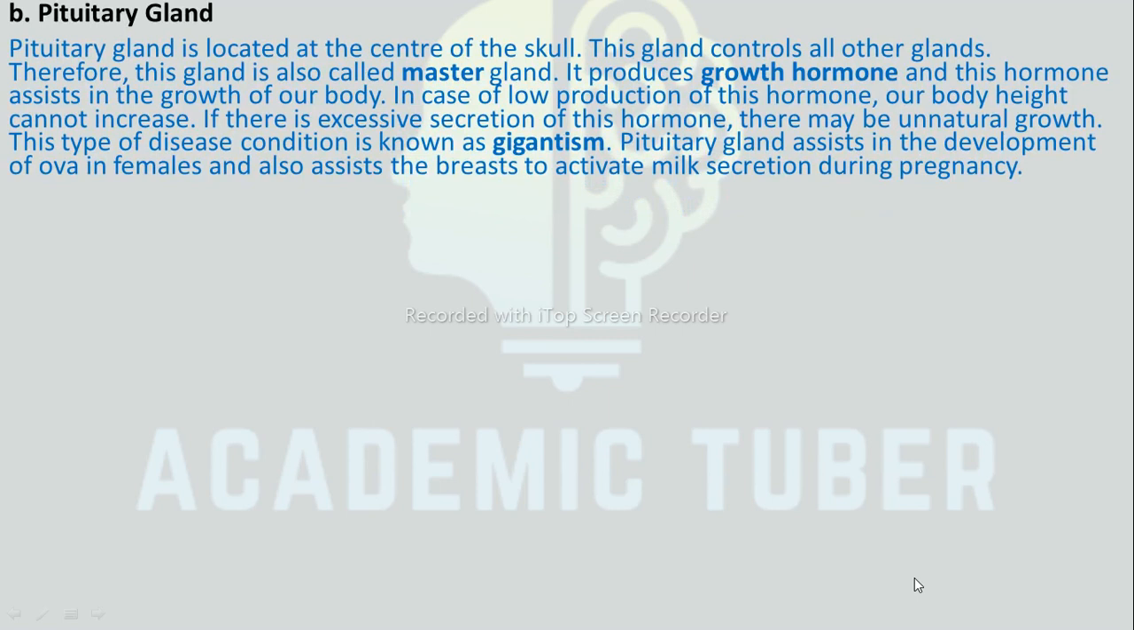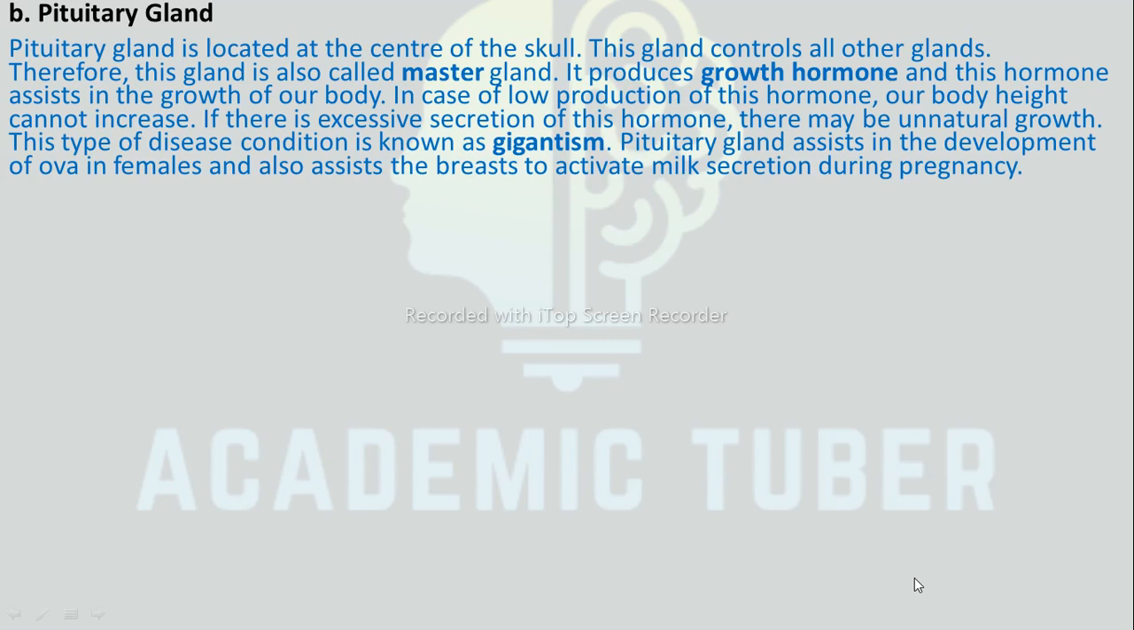Pituitary gland. The pituitary gland is located at the center of the skull. This gland controls all other glands. Therefore, this gland is also called the master gland. It produces growth hormone, and this hormone assists in the growth of our body. In case of low production of this hormone, our body height cannot increase. If there is excessive secretion of this hormone, there may be unnatural growth. This type of disease condition is known as gigantism.